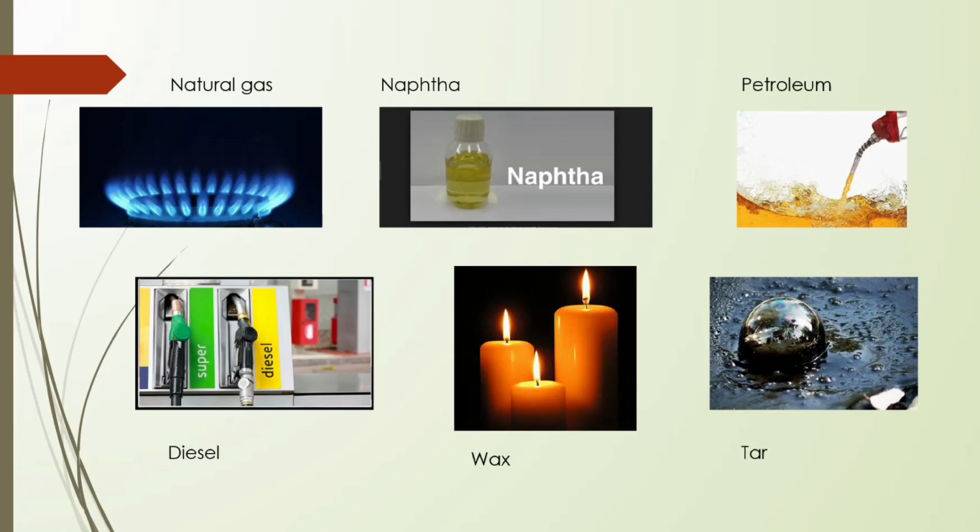Tar, or asphalt, is one of the heaviest and least refined products from crude oil. It's used primarily for road construction and roofing materials due to its waterproofing properties.